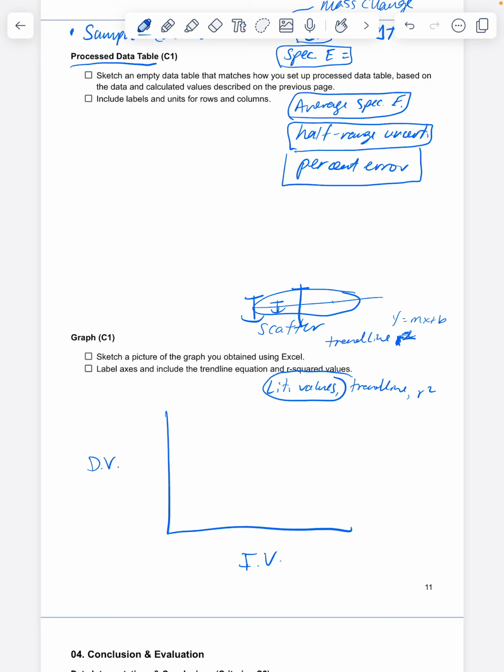The error bars should accurately represent the half-range uncertainty values. So if your half-range uncertainty values are different, then the error bars should be different sizes. Again, we did this in a practice processing lesson, and there are videos explaining how to do this. So that is the expectation for the graph and for Criterion C1.